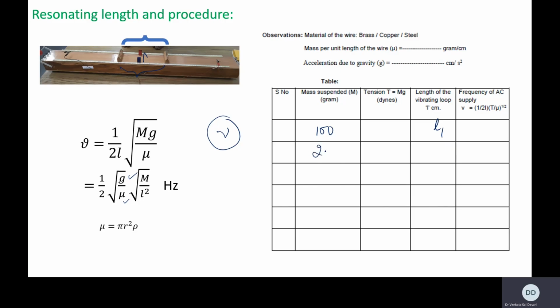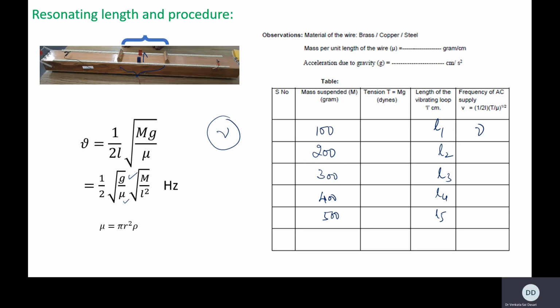And similarly, we apply 200 grams and find the resonating length. Similarly, we will apply 100, 200, 300, 400 and 500 grams, and in each case we move the bridges and measure the related resonance lengths. For each case, we measure the frequency. This frequency is nothing but the frequency of the AC supply.